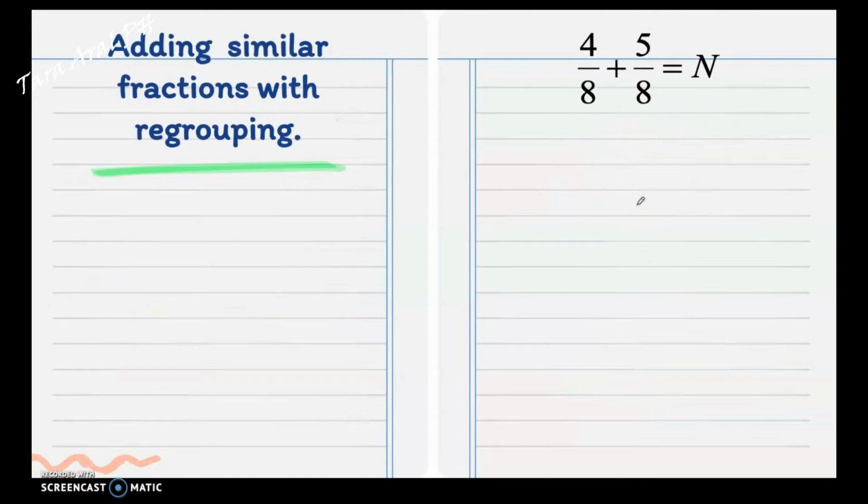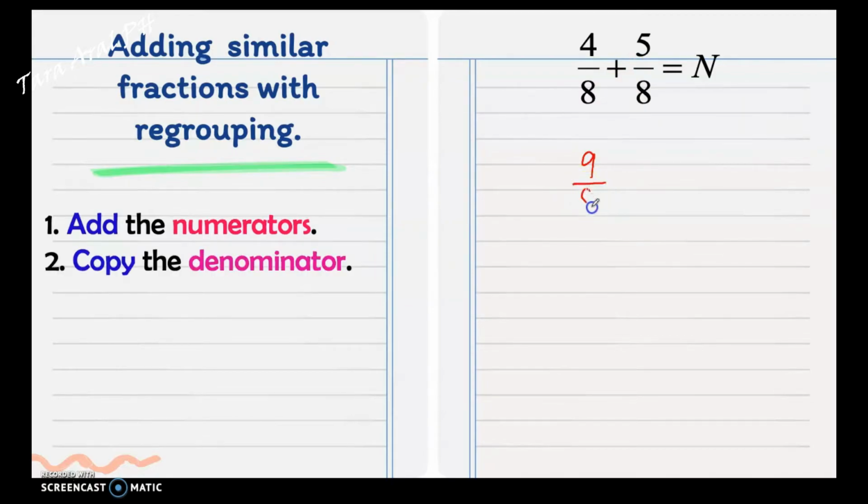Next, adding similar fractions with regrouping. Regrouping is rearranging groups in place value to carry out an operation. So the steps are: first, you add the numerators. We have 4 plus 5 is 9. And copy the denominator, which is 8. Now, as you can see, this is called an improper fraction. It is a fraction where the numerator is equal to or greater than the denominator.